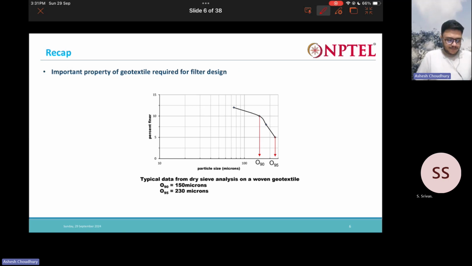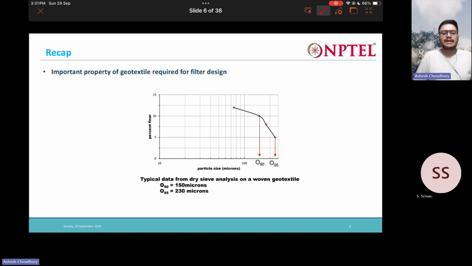So next we have some important properties. This figure you have already seen previously, right? The O90 size, O95 size. So you already know how to determine this O90 and O95 size using the sieve analysis. If you recall, we use some glass beads to sieve and then find out the O90 and O95 size of a geotextile. We studied that in the first, second, initial classes, right?